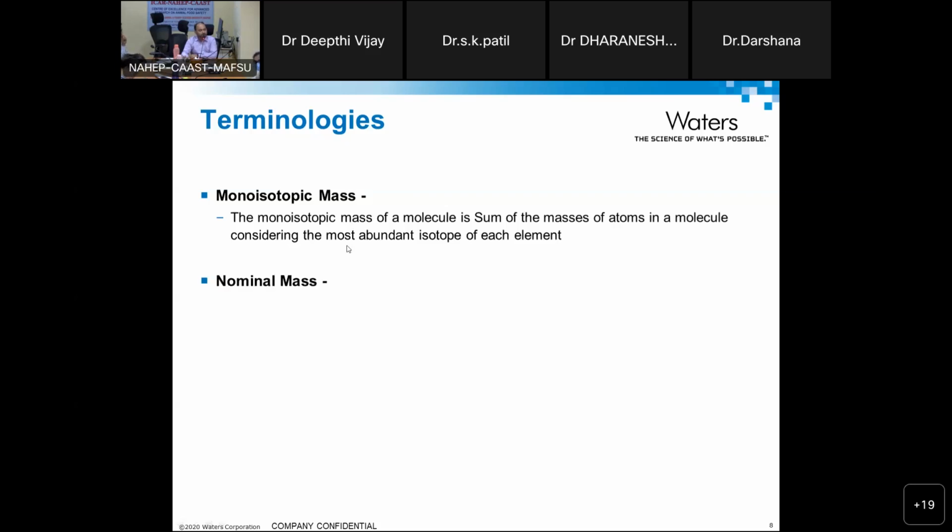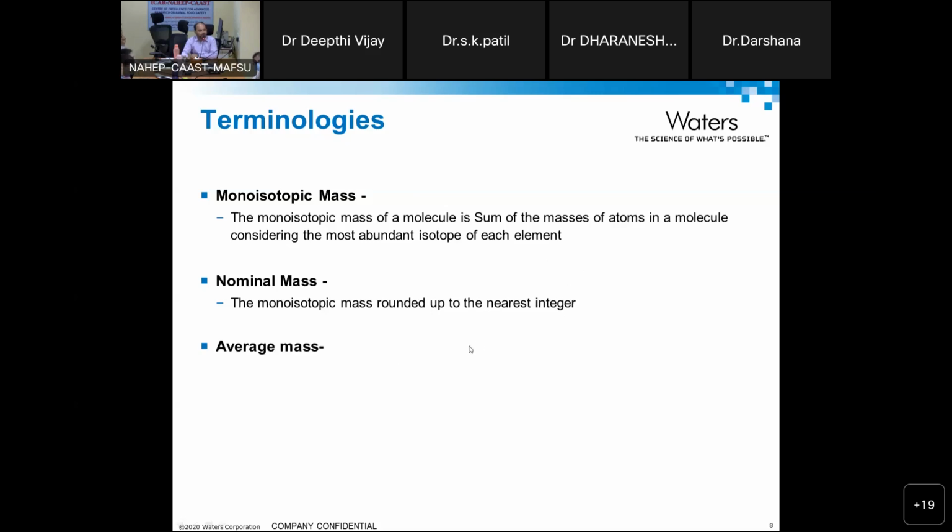What is nominal mass? So it is just the monoisotopic mass rounded up to the nearest integer. So let's say, for example, the monoisotopic mass of a particular compound is 100.12. So you have to round it off to 100. If the monoisotopic mass of a compound is 100.78, so you have to round it off to 101. Okay.